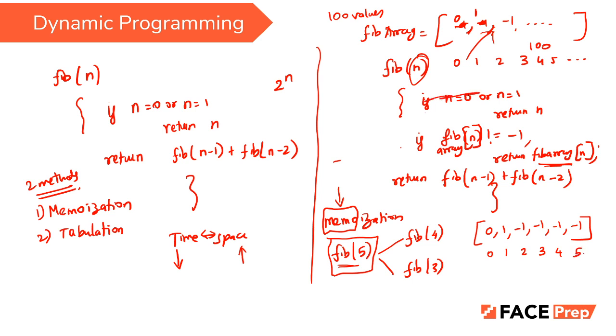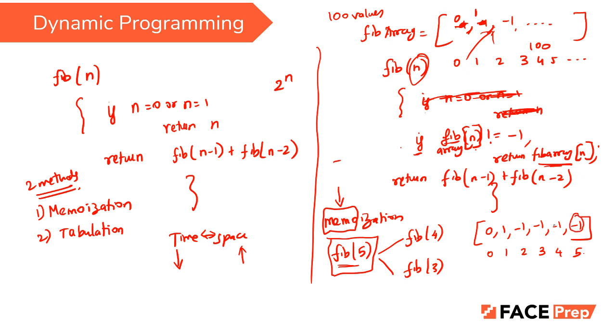Actually you can get rid of this also, right? So now let's check for fib of 5. What is happening for fib of 5? When the function is called, what is the first thing I am going to check? I am going to check if fib array of n is not equal to -1. What is fib array of n? Right, fib array of n is fib array of 5. Fib array of 5 is this value.